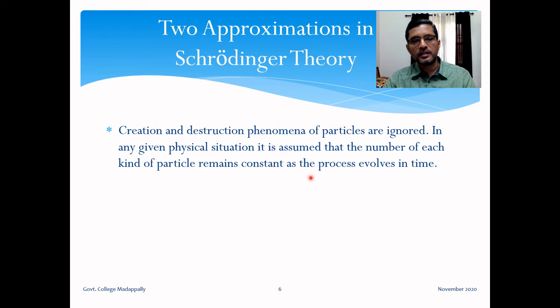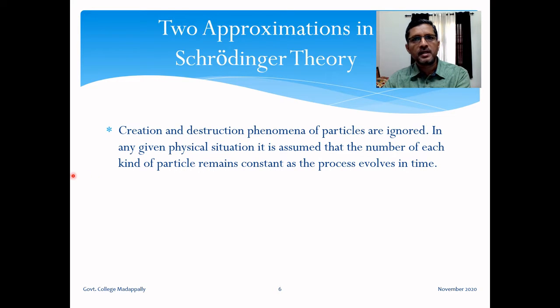So in Schrodinger's theory, we ignore the creation and destruction of particles. For example, the emission and absorption of photons cannot be treated in Schrodinger's theory. So it always assumes that in any physical situation, the number of each kind of particle remains constant as the system evolves in time.